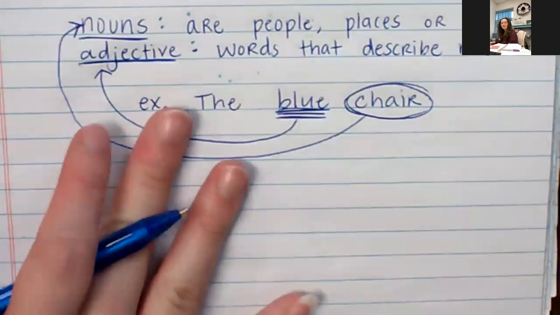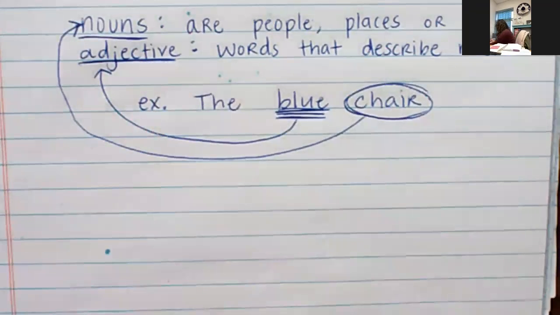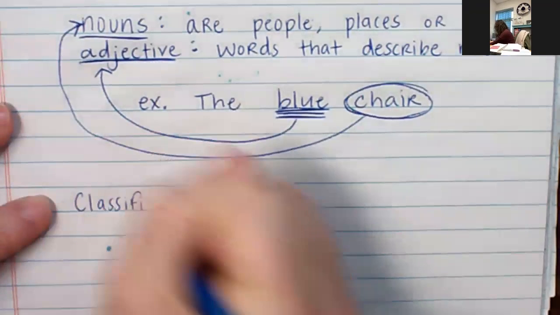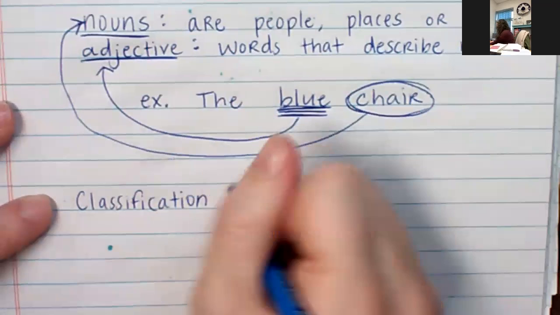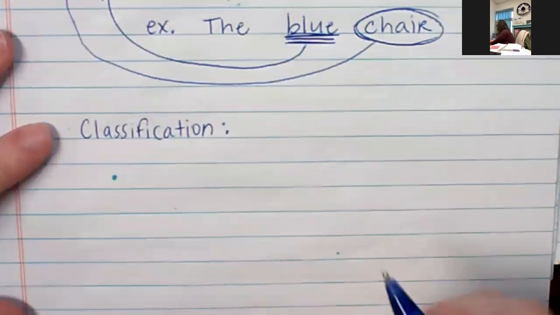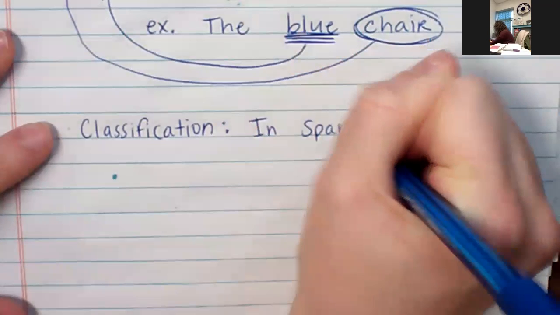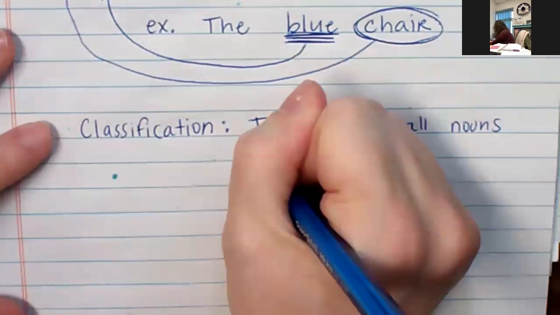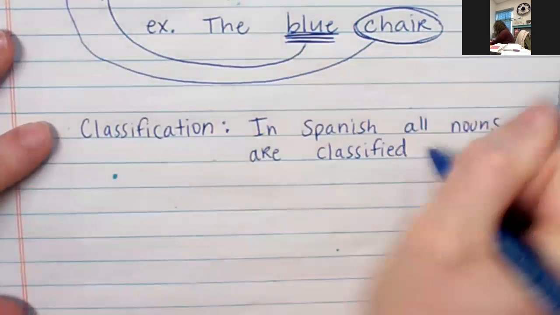So now that we know just the bare basics in English, we are going to talk a little bit about the classification in Spanish. Classification. Sorry, had to sound it out for a second. Still might have spelled it wrong, who knows. So classification. In Spanish, all nouns are classified in two ways.